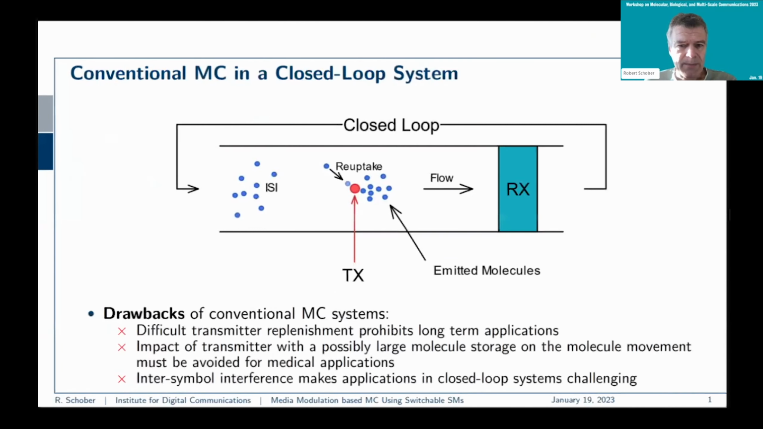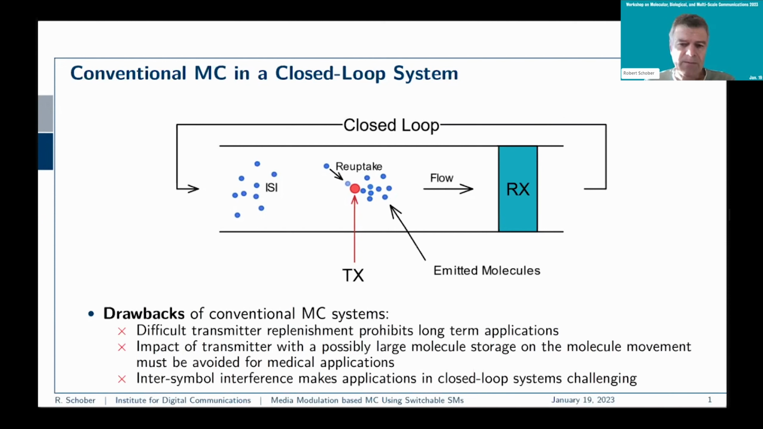Now, what is media modulation? So let me motivate this a little bit. This is the typical setup for a molecular communication system that I guess many of you have seen many times. So we have a transmitter that emits signaling molecules. Those propagate in the channel, maybe by flow and diffusion. And then there's a receiver that can detect the presence of these molecules. And here we look at a closed loop system. So, you know, there are several rounds of transmissions, maybe in a microfluidic channel or in the cardiovascular system.